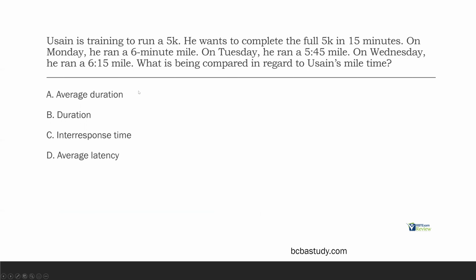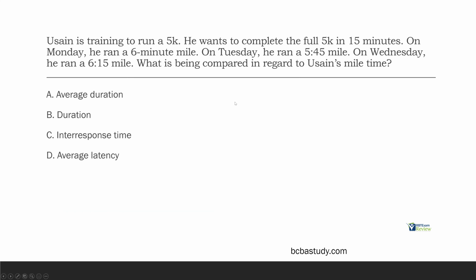Question 1. Usain is training to run a 5K. He wants to complete the full 5K in 15 minutes. On Monday, he ran a 6-minute mile. On Tuesday, he ran a 5-minute and 45-second mile. On Wednesday, he ran a 6-minute, 15-second mile. What is being compared in regard to Usain's mile time?